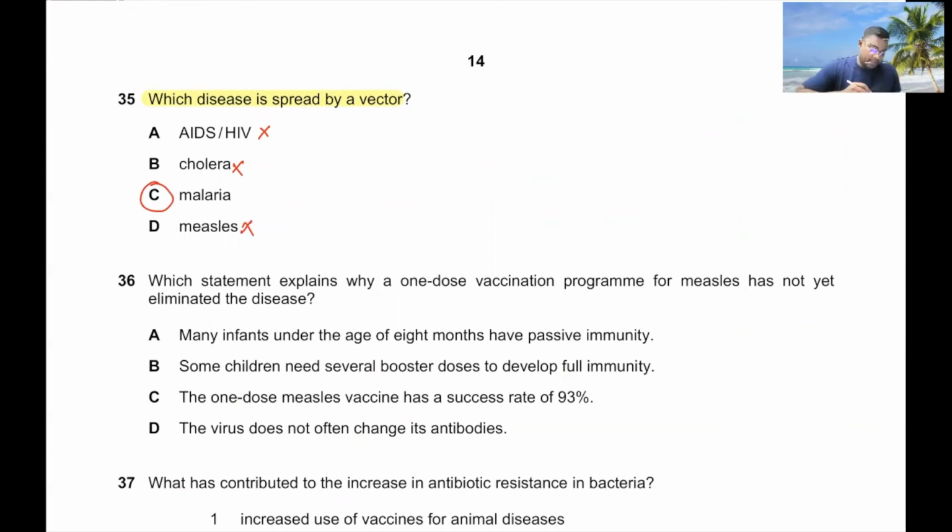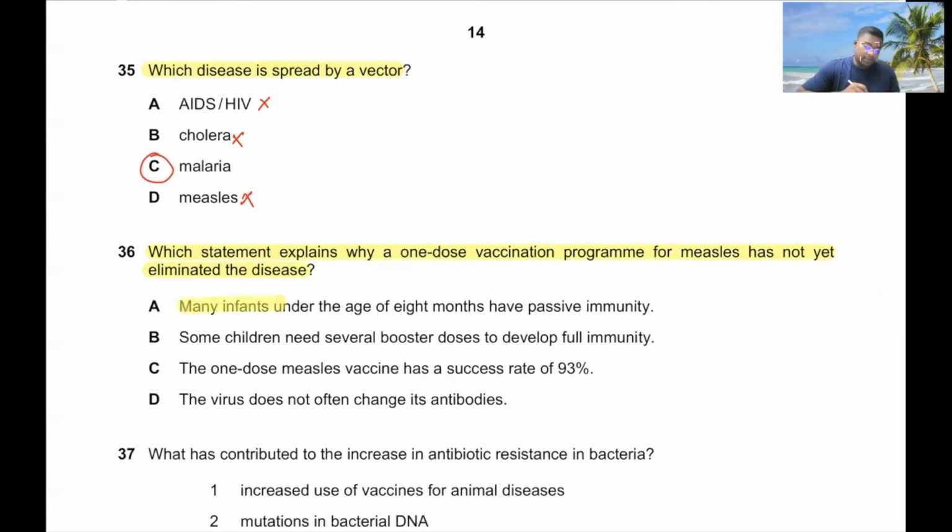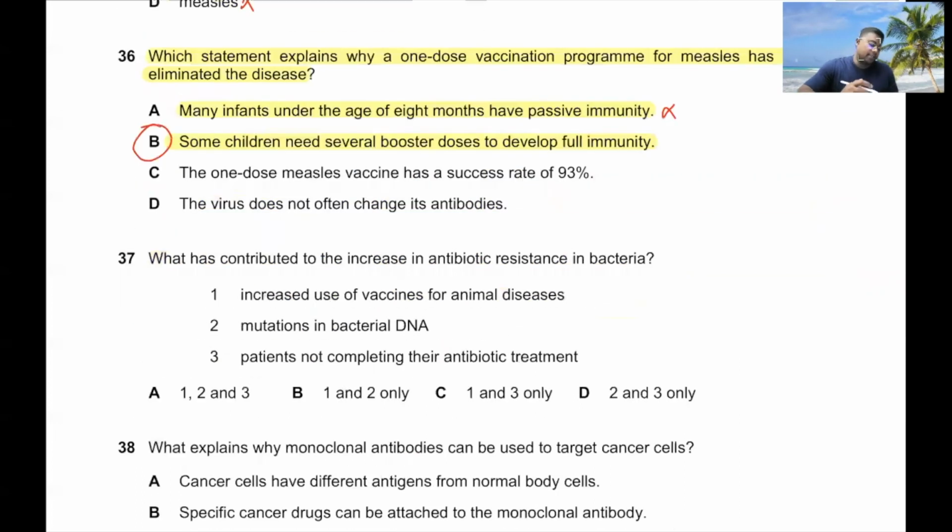Which statement explains why one dose of a vaccination program for measles has not yet eliminated the disease? All right, many infants under the age of 8 months have passive immunity. No, this cannot be the reason. Some children need several booster doses to develop full immunity. This is the main reason why we still couldn't eradicate measles. So for 36, option B is the correct answer.